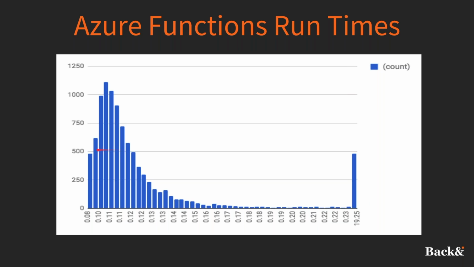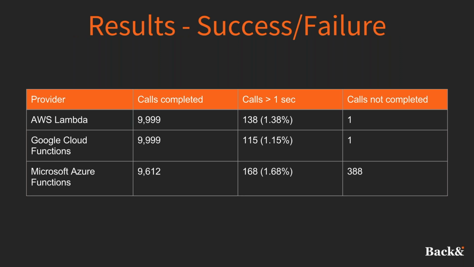But you can see here that Azure has a peak right here at 0.1 of a second or so, and then it trails off very quickly, up to about 0.16, which is where the other two providers are running at. So now that we've taken a look at the graphs, let's take a look at the data itself. I've done some basic analysis.